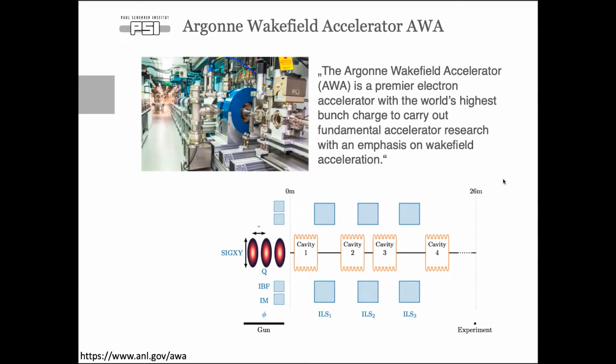And the first accelerator we are looking at is the Argonne Wakefield Accelerator. It is a premier electron accelerator with the world's highest bunch charge to carry out fundamental accelerator research with an emphasis on Wakefield acceleration. And the AWA, as it is called in short, is a linear accelerator, and it consists mainly of an electron gun, several radio frequency structures for accelerating the electrons, and magnets for keeping the beam focused. And the experiment is done after 26 meters here.